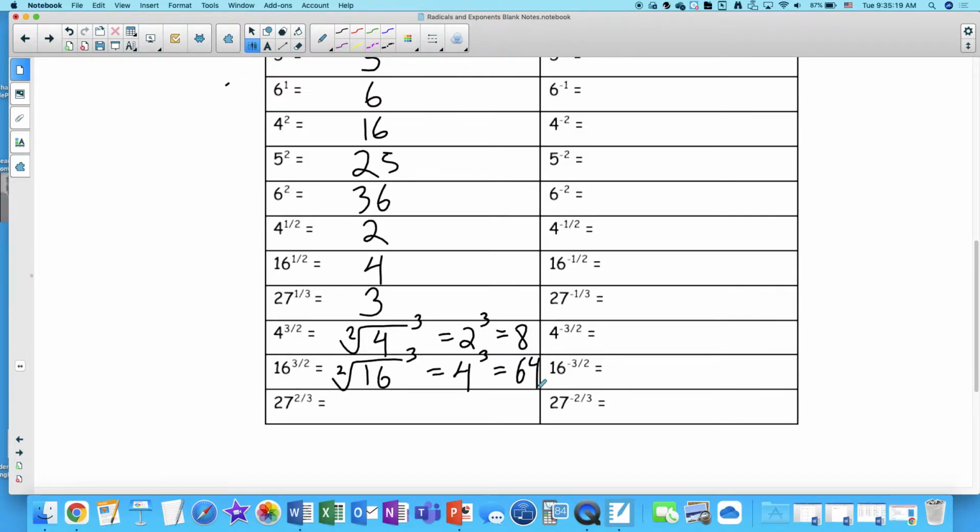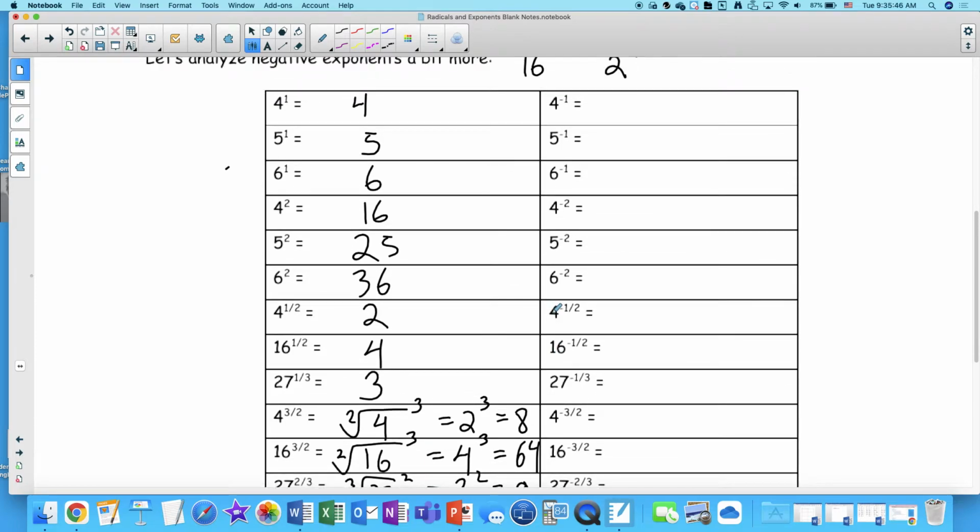Okay, and what about 27 to the 2/3? Good, that's 9, awesome. And if you couldn't see that, we're looking at the cube root of 27, squared. The cube root of 27 is 3, squared, which is 9. Okay, so these are all of the positive exponents, and we're looking at whole numbers, and we're also looking at fractional exponents. Now, the negative counterpart.